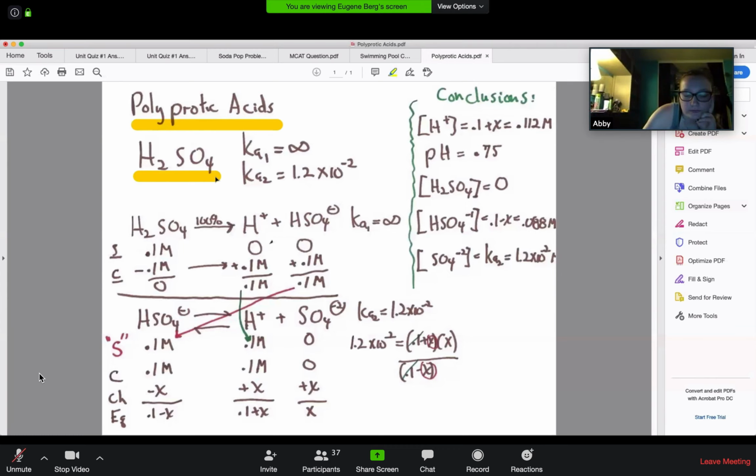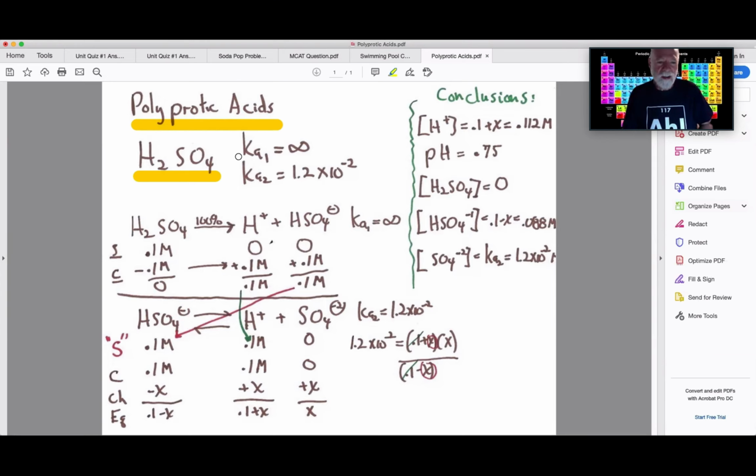Now, when you have a polyprotic acid and you look up its K sub A, you'll find a K sub A for every one of its acid hydrogens. So sulfuric acid has a K sub A1 and a K sub A2. Now, I must admit sulfuric acid is kind of unusual because K sub A1 is infinity, which means it actually acts as a strong acid for the first one, and the second one will have to be a weak acid. Okay, so let me now take you through sulfuric acid.